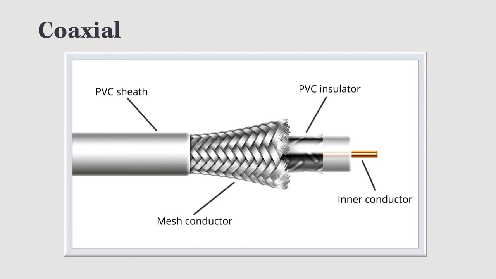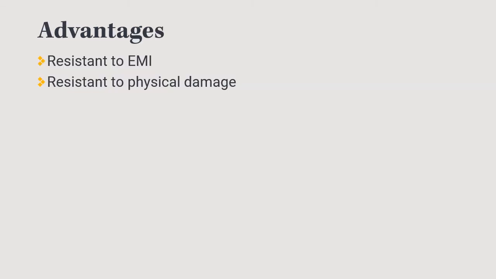So in the coaxial cable, going from inside to out, we have our inner conductor, and then we have an insulator, which is very often PVC. And then typically we're going to have some sort of shielding there. And then we're going to have our mesh conductor on the outside. And then you're going to have a sheath, which is again typically PVC, around the entire wire.